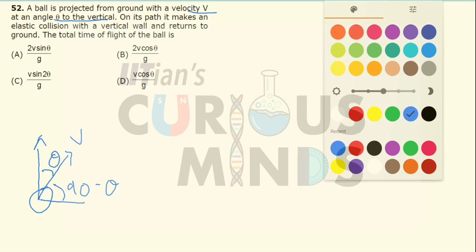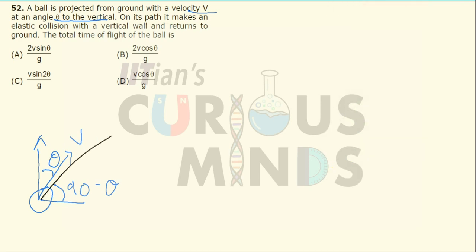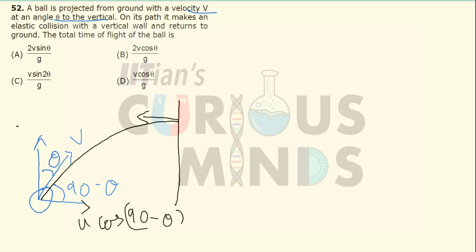In this case, it makes an elastic collision with the wall. If the collision is perfectly elastic, it means that the ball will return with the same horizontal velocity. The horizontal velocity will be equal to u cos(90 minus theta), and the vertical velocity will be equal to u sin(90 minus theta).